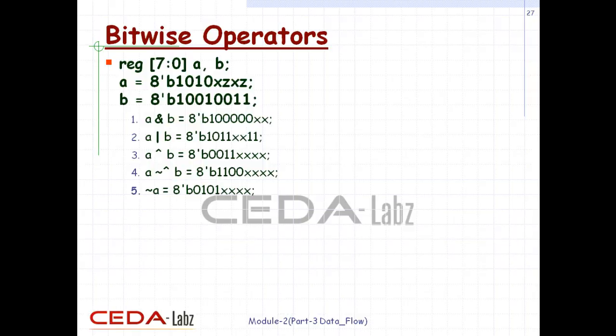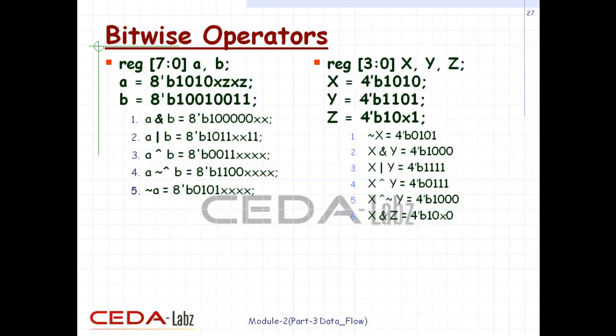First one is A and B. As discussed earlier, here Z is treated as X. We will perform a bit-by-bit operation. So, according to the logic table, Z, that is, X, ANDed with 1 will yield an X. X and 1 will again result in X. Z and 0 will yield 0. Similarly, X and 0 will give 0. 0 and 1 will give 0, and so on. Some more examples of bitwise operators are also shown here.